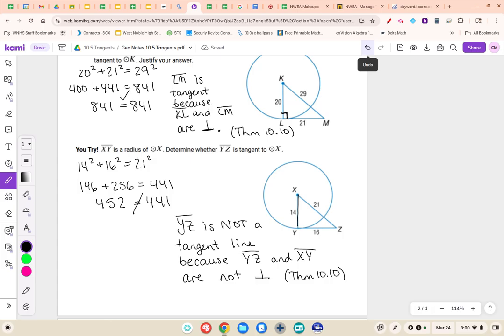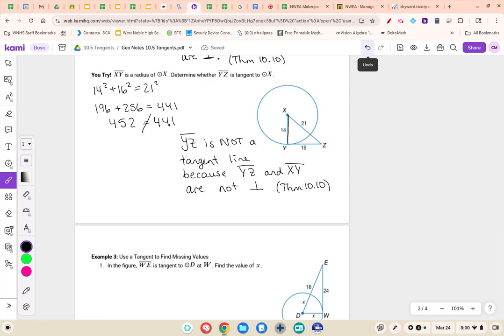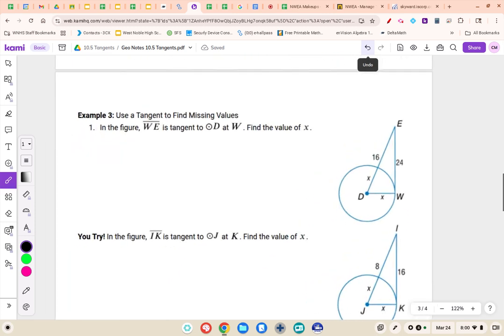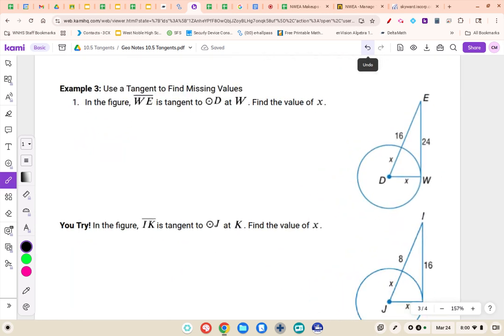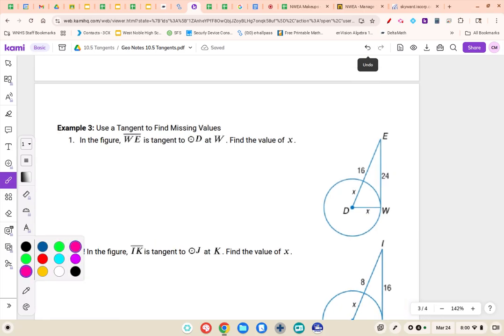All right, on our next page, we're going to use a tangent to find missing values. So this is just going to be basically Pythagorean theorem. Some of these problems, though, are set up a little crazy like this one. Eventually, on your next test, there will be one like this, but it's not quite as crazy as what we have here. You'll see what I mean in a minute.